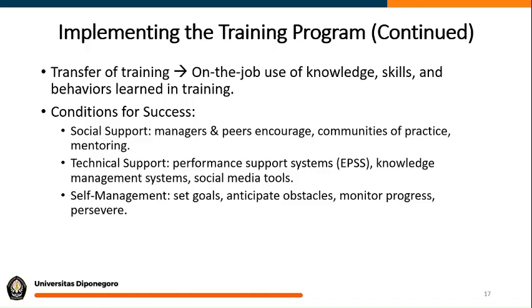So sometimes it is difficult if, let's say, in one department there are 20 employees, but you only send one employee to join a particular training program. It will be much easier to implement a training program if you send, for example, 5 out of 20 employees to join a training program, because those 5 employees that already joined the training program can form a so-called community of practice.